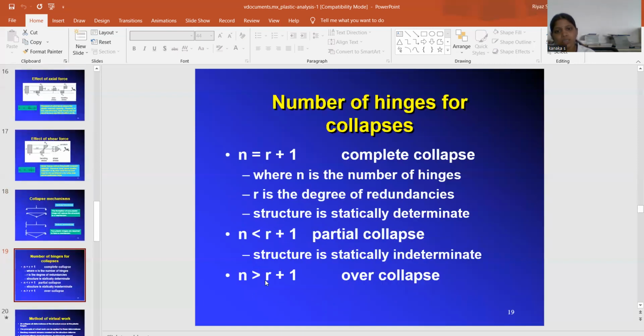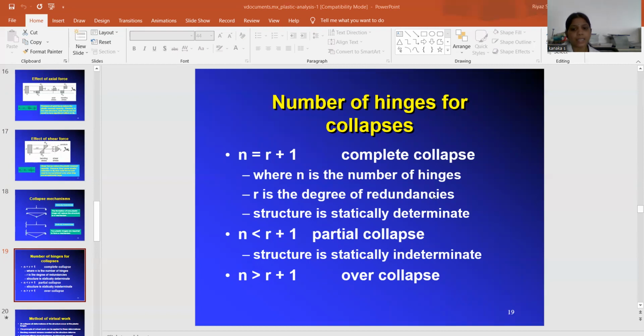So the number of hinges for collapse: n equals r plus 1 means complete collapse. N less than r plus 1 is partial collapse. N greater than r plus 1 is over collapse. Here n is the number of hinges and r is the degree of redundancy.